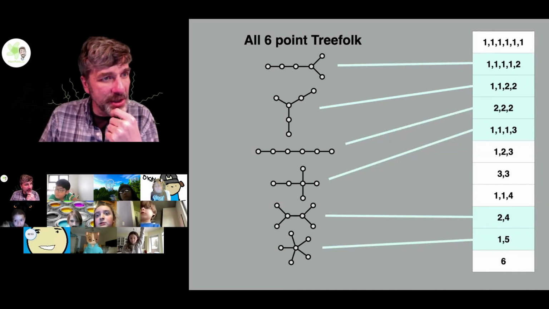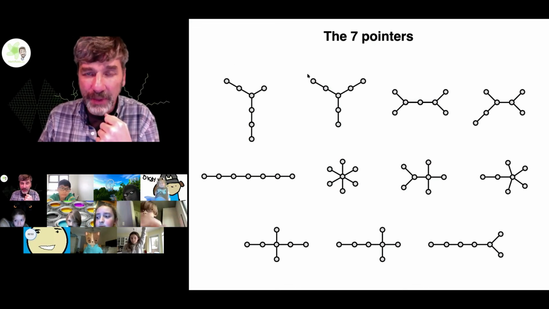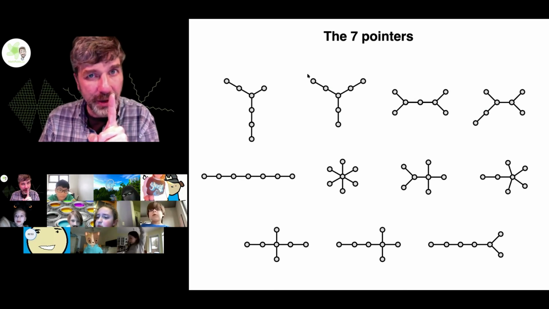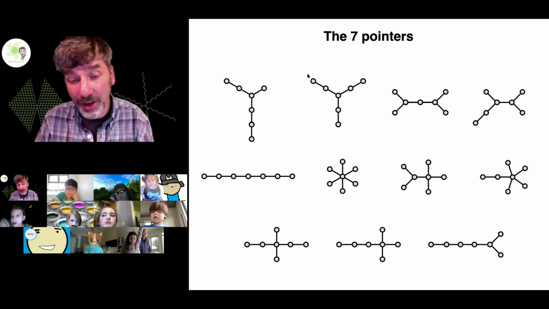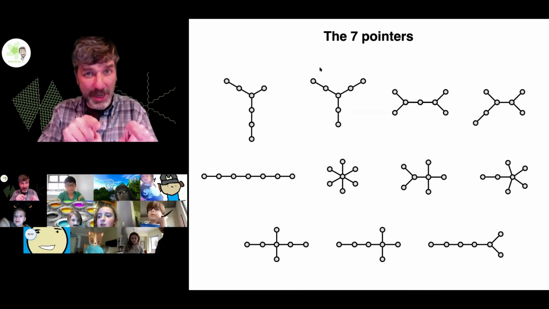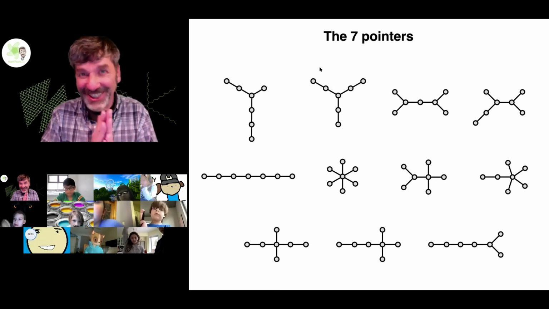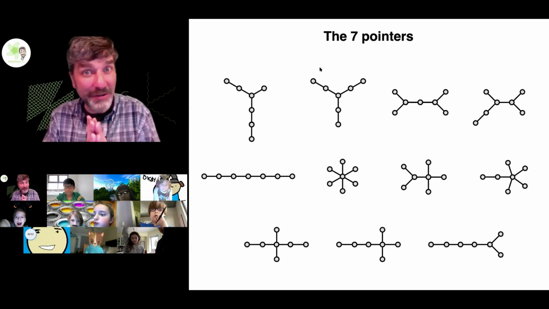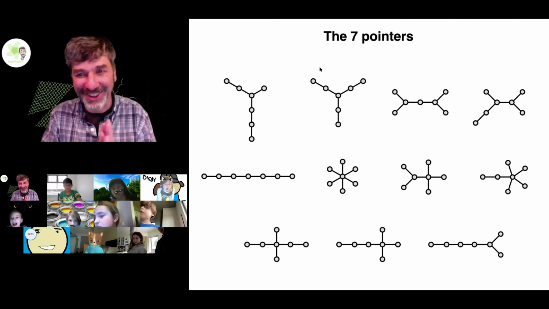Your job, if you choose to accept it, by next week, is to find all of the Treefolk tribes with 7 points. And then these are all of the 7 point Treefolk people, and you want to put these people into the tribes. What you're going to find, which is really interesting, is that some tribes might have more than one Treefolk person attached to it. That's the interesting thing for you to discover.